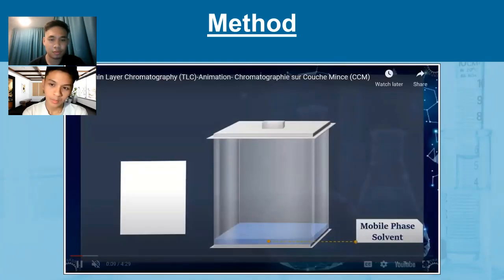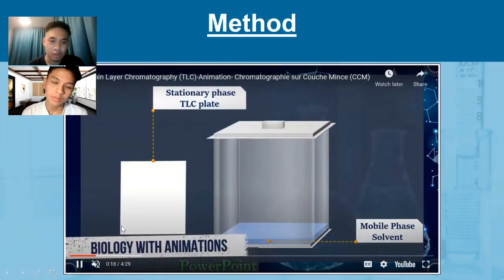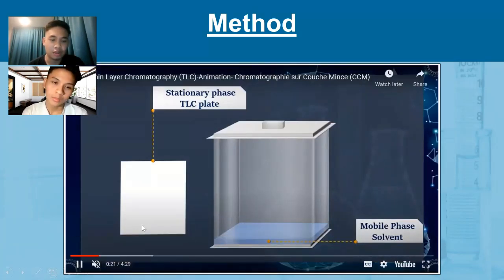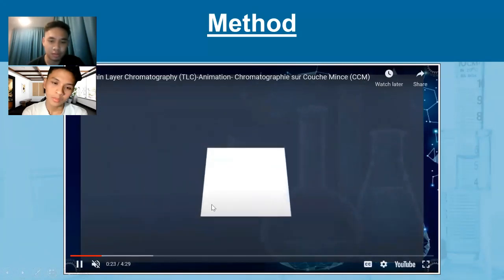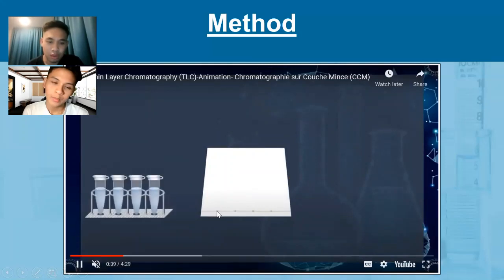Okay, as you can see here, this is the TLC plate, and this is the TLC chamber, and this is the mobile phase, the solvent. We will draw the line here using a pencil, because we don't use a pen. The mobile phase, which is the solvent, will travel up. If you use a pen, the dye will also go through the TLC plate.